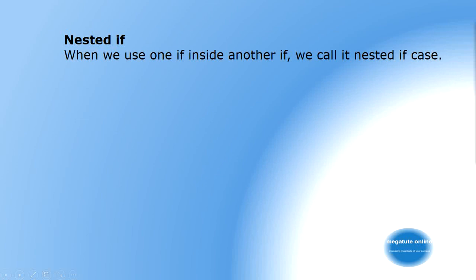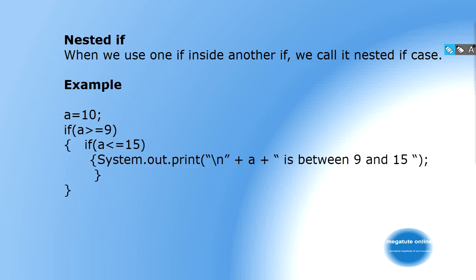So, nested if. Now, what is a nested if? When we use one if inside another if, we call it a nested if case. For example, there's a number a equals 10, and we need to check whether the number is between 9 and 15 or not. So I have checked one condition.